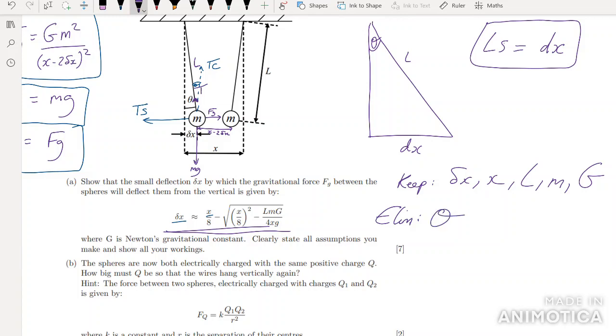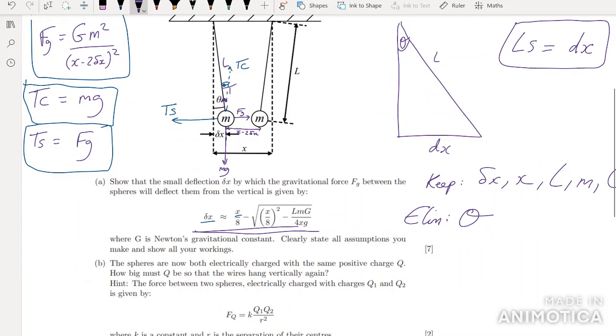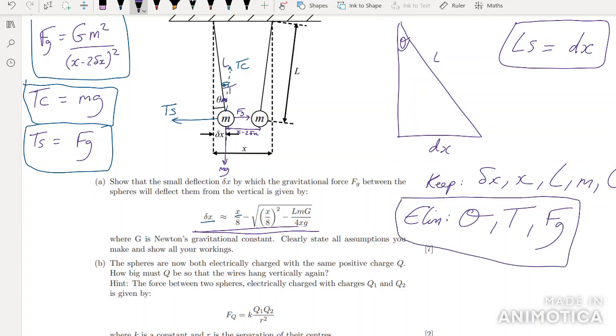They don't have any thetas in there. They don't have any T's. And they don't have any FGs. I think that's everything that we don't want.